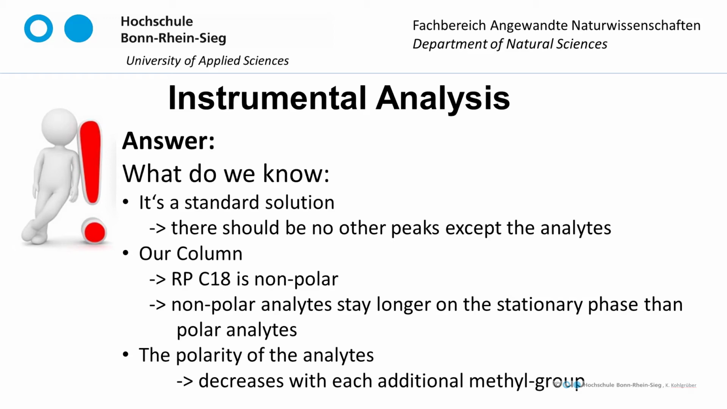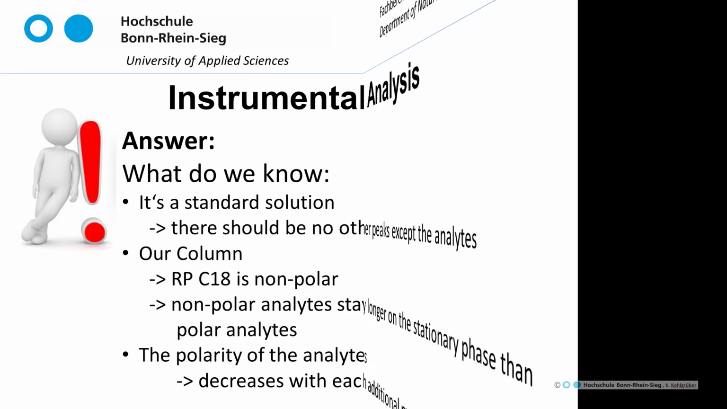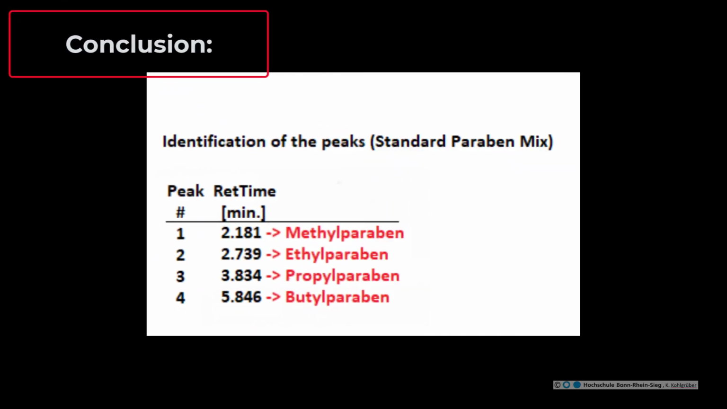Third, we know the polarity of the analytes. The polarity decreases with each additional methyl group. This allows only one conclusion. The retention order can now be clearly defined in the shown way. The first peak should be methylparabene, the second ethylparabene, the third one propylparabene, and the fourth one butylparabene.